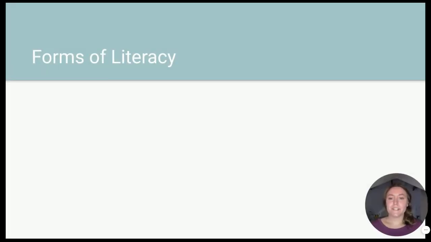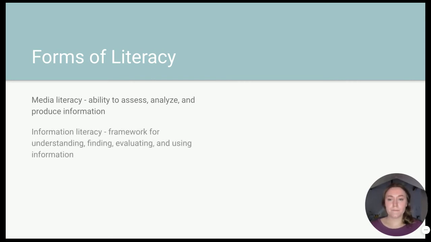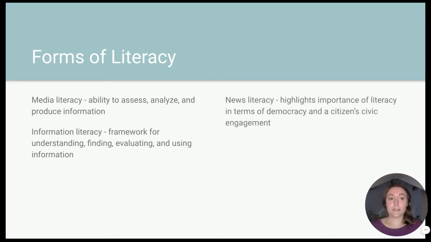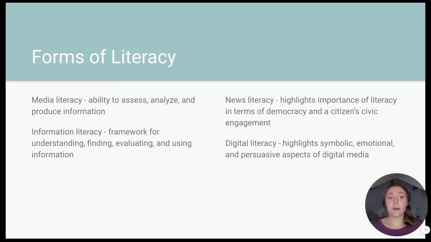There are various different types of literacy. Media literacy is considered the ability to assess, analyze, and produce information. Information literacy is the framework for understanding, finding, evaluating, and using information. News literacy is essentially the importance of literacy for civic engagement within a democracy. And digital literacy works to highlight the more symbolic, emotional, and persuasive aspects presented within digital media.